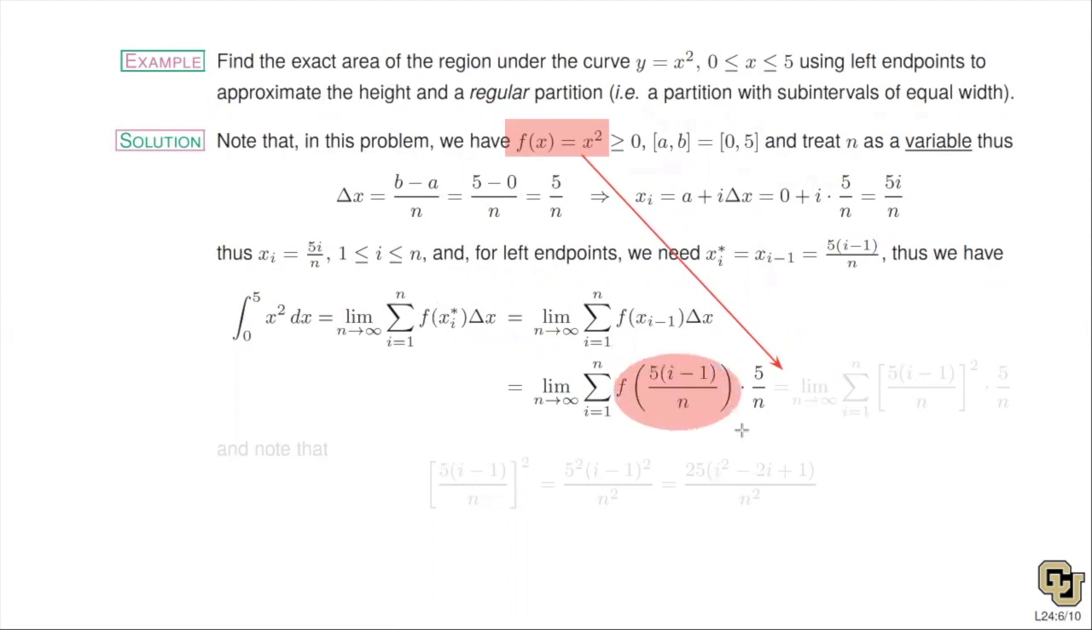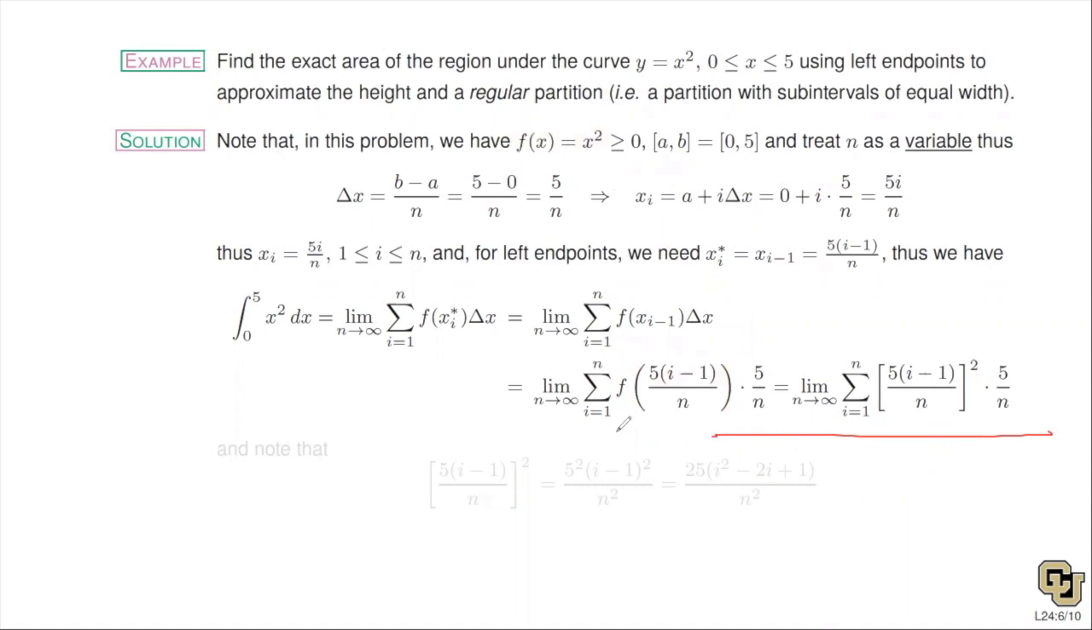F of all this just looks like 5 times i minus 1 over n, the whole thing squared, because the function is just the square of the input. If we can get it to this point, to me, this is the tricky part. The rest of it is just plug and chug. Now we just need to simplify. So what's the order? I first need to evaluate the sum so that everything is just the letter n, and then I need to take the limit.